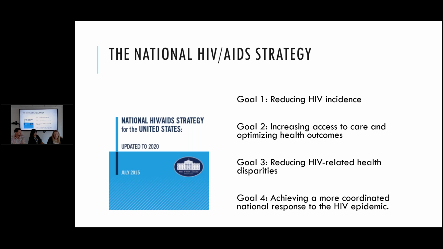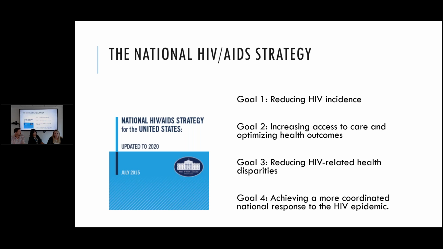There are 4 primary goals of the National HIV/AIDS Strategy. They are to reduce new HIV infections, increase access to care and improve health outcomes for people living with HIV, reduce HIV-related health disparities and health inequities, and achieve a more coordinated national response to the HIV epidemic.